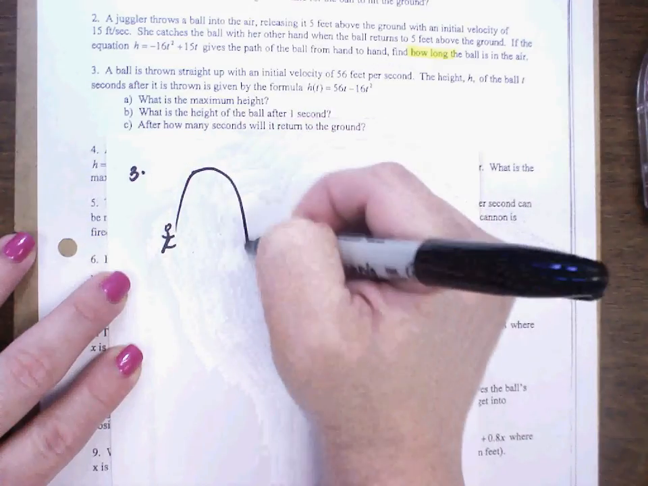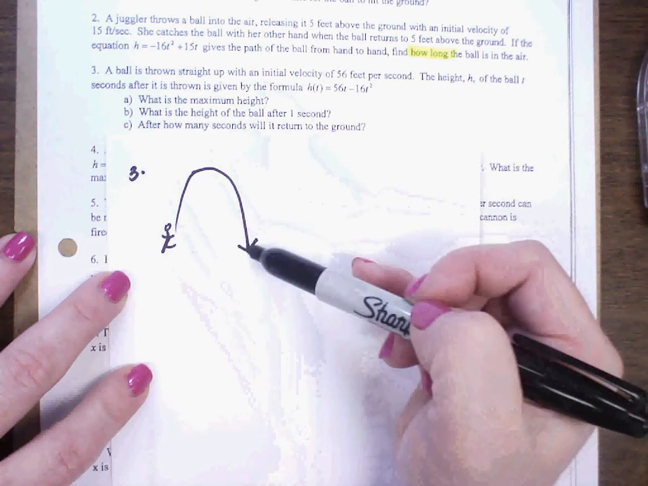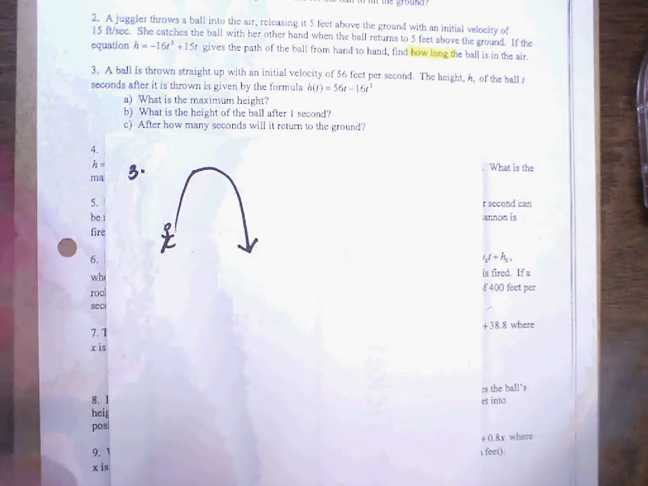Alright, so a ball is thrown straight up. So it goes up and then it comes down.